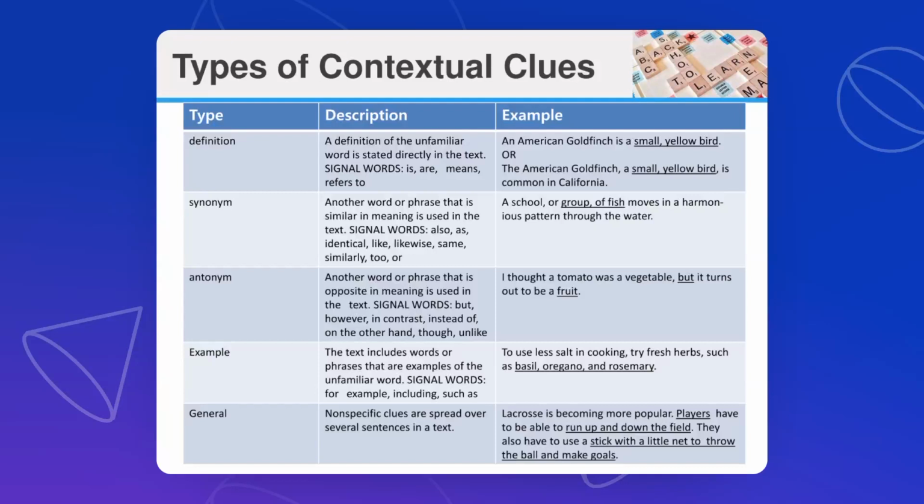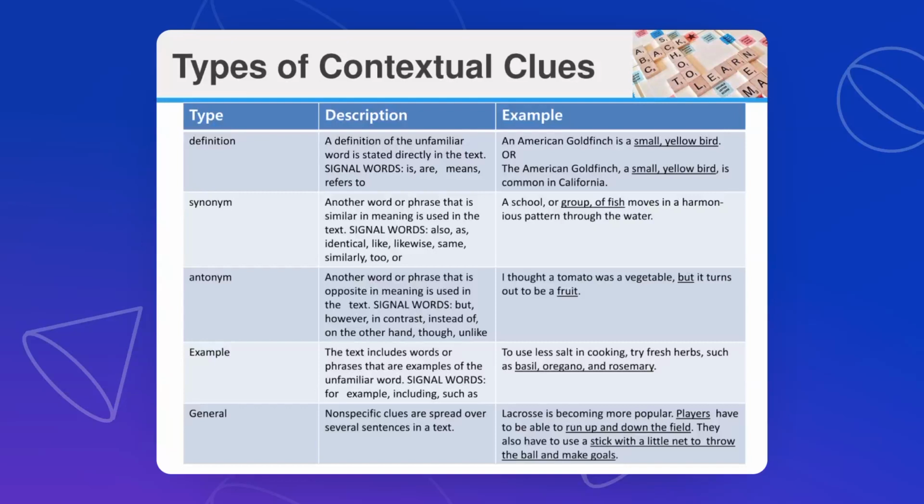A definition, and I think everybody knows what a definition is. It's just, what is the meaning of this word? And sometimes you'll find where it is stated right there. For instance, look at the first example. An American goldfinch is a small yellow bird. Okay, we know what American goldfinch is. Or look at the next example of a definition. Here we have a positive. The American goldfinch, a small yellow bird, is common in California.